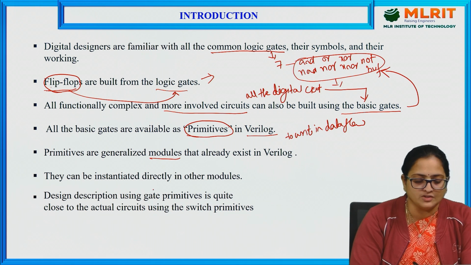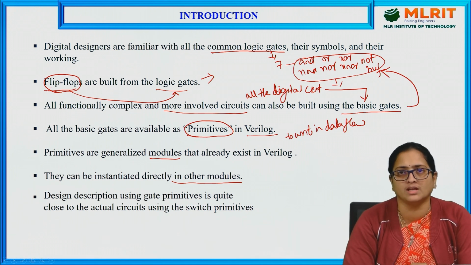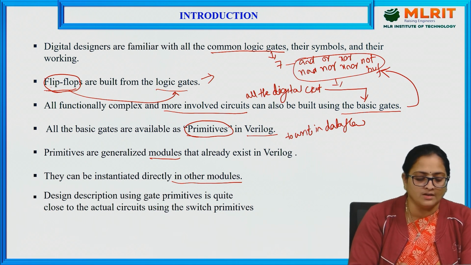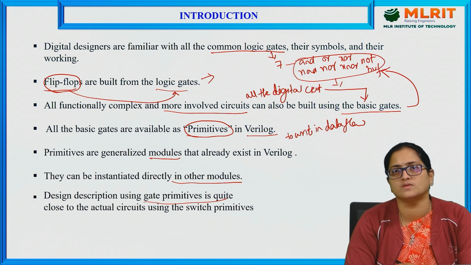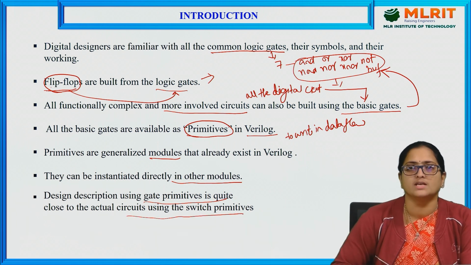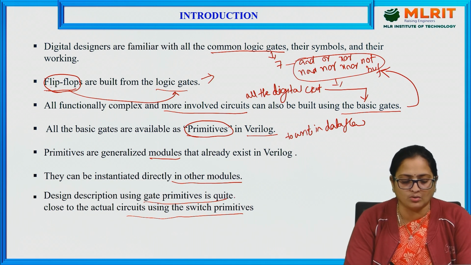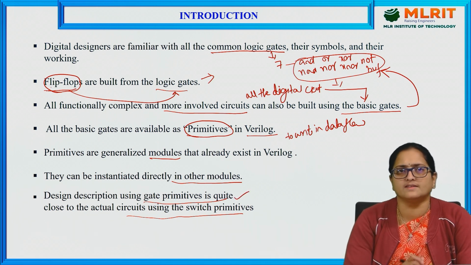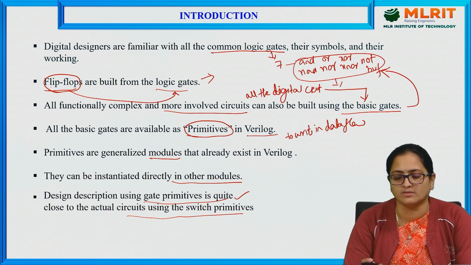They can be instantiated directly in other modules. So whatever primitives are there, those primitives can be used in any other module to call and execute the particular logic gates. Design description using gate level primitives is quite close to an actual circuit using switch primitives. In design description, gate primitives will be similar to the circuits which we are dealing with.